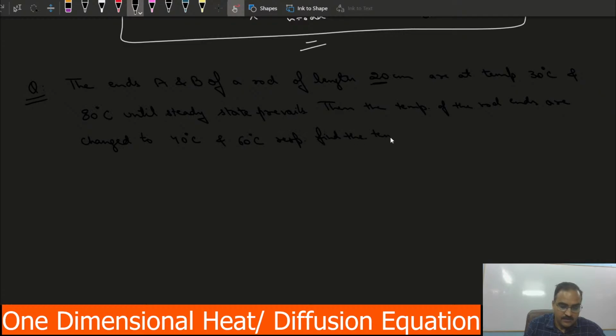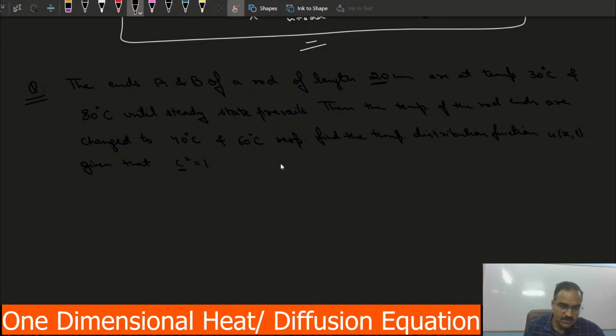Find the temperature distribution function u of x, t, given that c square is equal to 1. Now what is c square?